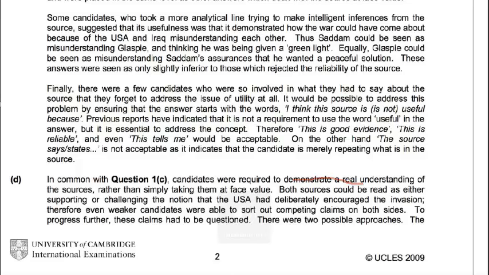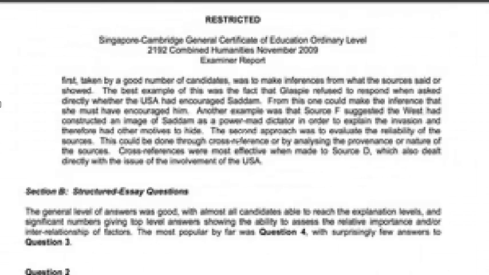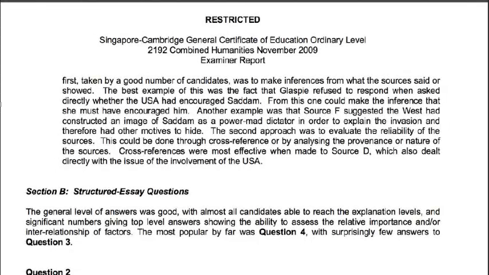To progress further, the question is, so you do look at cross-referencing. This is a reliability using two sources question. So again, most of you should have been telling me that Glass B refused to respond. I think that one, up to this stage, you guys can do this. So you can infer that she must have encouraged him. Or source F constructed the image of Saddam as a power-mad dictator. Okay, so the West would have referred to USA.